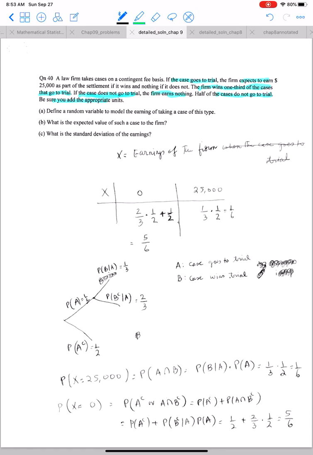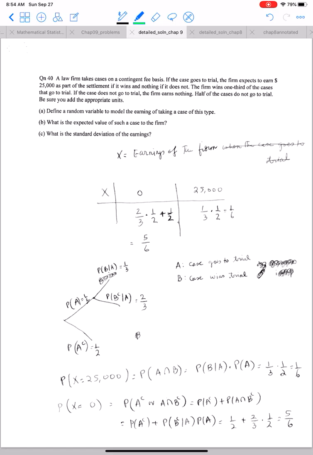If the cases do not go to the trial, the firm wins nothing. Half of the cases do not go to the trial. Be sure to add the appropriate units. Define a random variable, find the expected value, find the standard deviation. Very straightforward. The important thing in this question is this line.